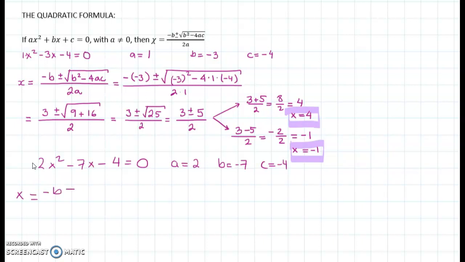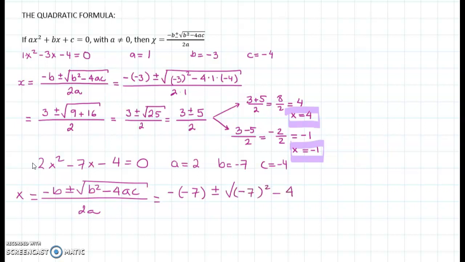We have it over here, negative b plus minus, and then we have a square root b squared minus 4 times a times c. And then we have all of this divided by 2a. In our case, this is minus negative 7. Then we have plus minus, and inside the square root we have negative 7 squared minus 4 times 2 times negative 4. All of these we need to divide by 2 times a, so 2 times 2.